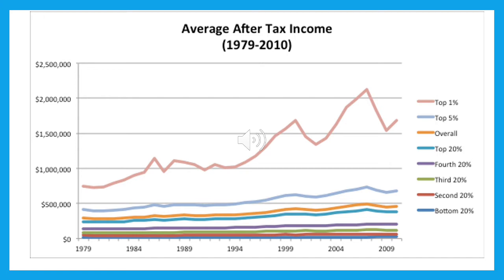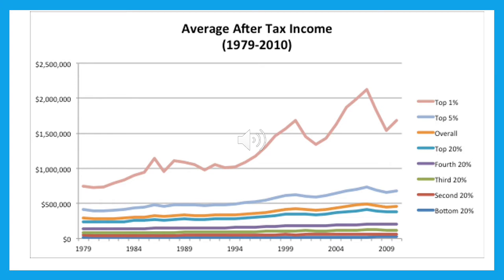So if you notice, since 1979, the top 1% of earners, this is where we really see a lot of movement. The top 1% of earners have gone from earning about $750,000 a year in 1979 after taxes to peaking out just above $2 million a year after taxes in 2008, and then dropping with the 2008 recession and rebounding just a little to just over $1.5 million in 2009.